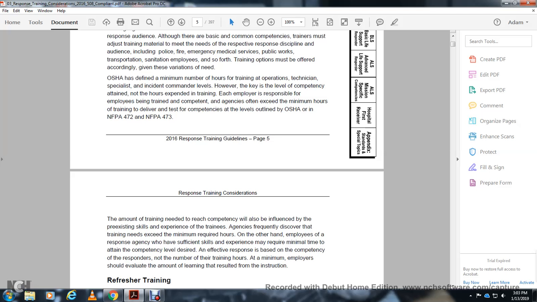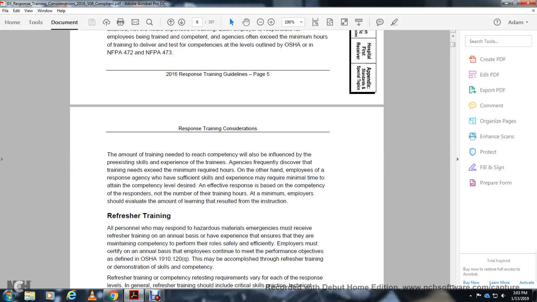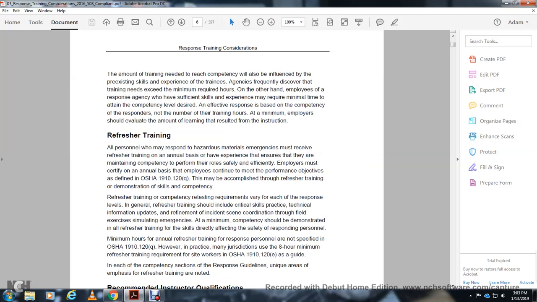Employers should evaluate the amount of learning that resulted from the instructor. Refresher training: all personnel who may respond to a hazardous material emergency must receive refresher training on an annual basis, to ensure that they maintain competency to perform their roles safely and efficiently. Employers must certify annually that employees continue to meet the performance objectives defined in OSHA 1910.120(q). This may be accomplished through refresher training that demonstrates the skill and competency.